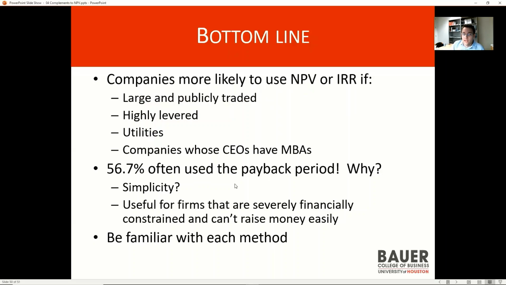Okay. Why are 60% using the payback period? Well, it must be that 60% are suffering some kind of financial constraint. They can't finance everything that they want. And because of that, the payback period is a useful metric to tell them how quickly they can get the money back and invest in new projects.